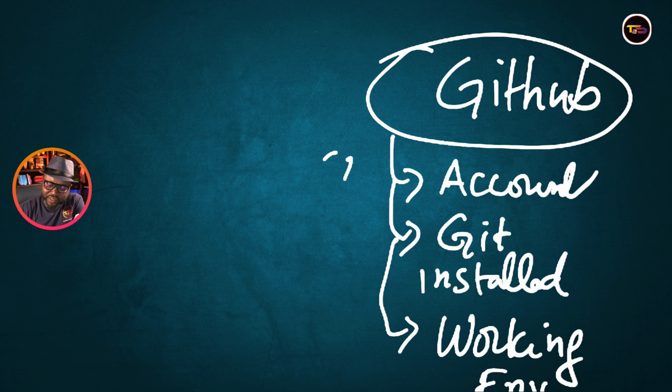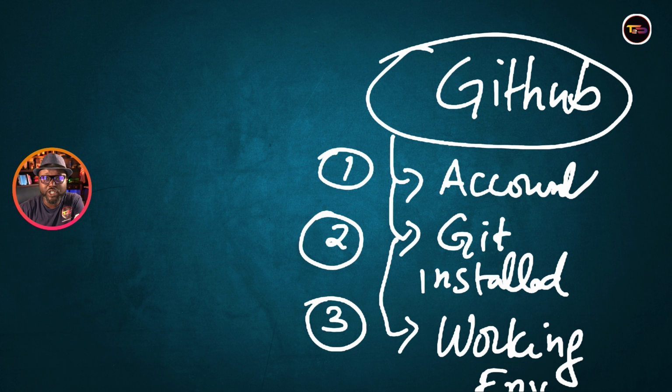Number one, set up an account. Number two, make sure that Git is installed on your system. And number three, you need to have a working environment. This is where you will be building or working from. All right, we're going to do that.